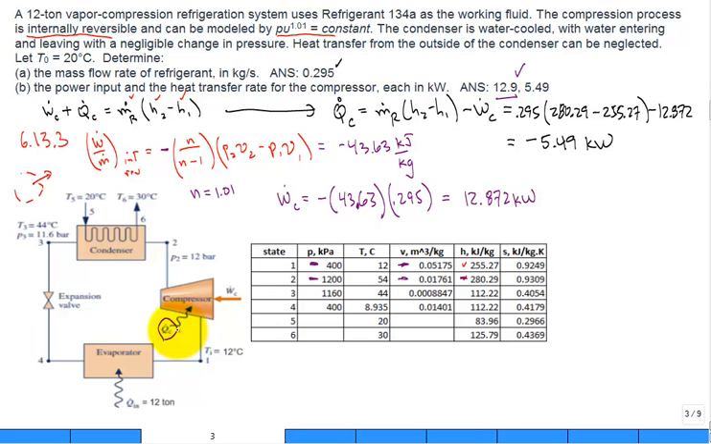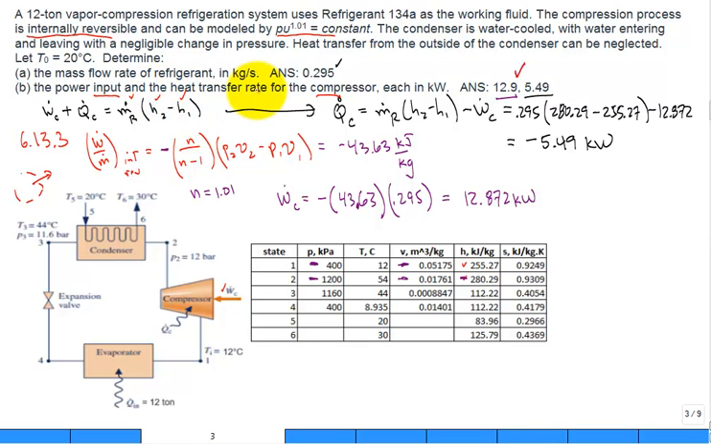That means that it's actually not into the refrigerant, but it's actually out of the refrigerant to the surroundings. That's what it means. Now, I know that the answer is given just the magnitude of 5.49. We look at the wording on the problem statement. It says the power input and the heat transfer rate for the compressor. So the power is input to the compressor, so that's emphasizing the sign, and I would report that as a positive value. But it really doesn't say, the direction is not really implied in the wording for the heat transfer.